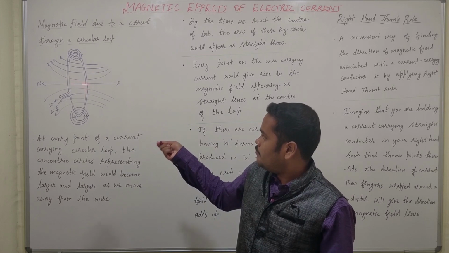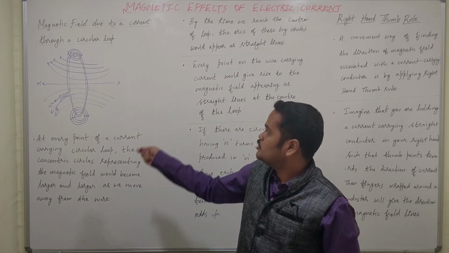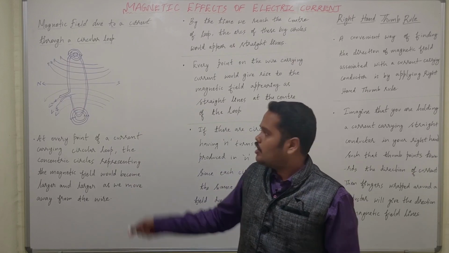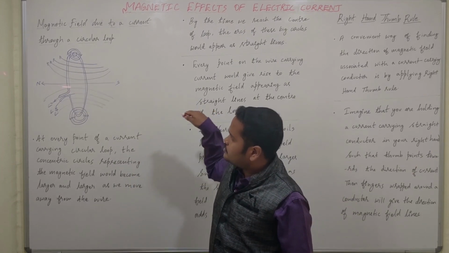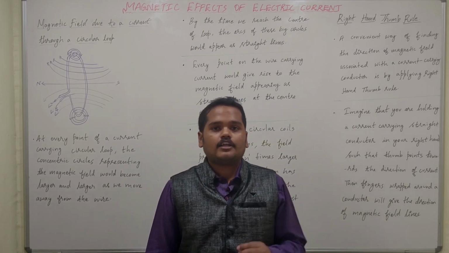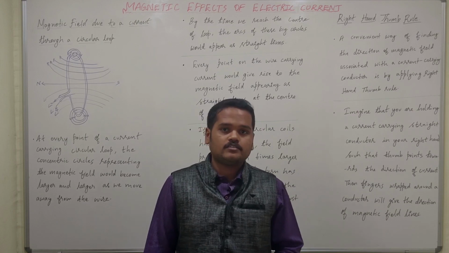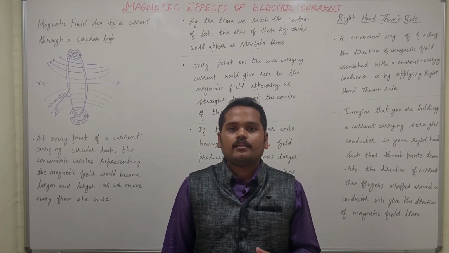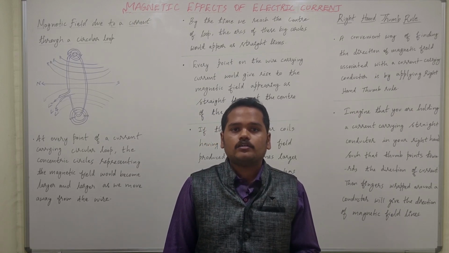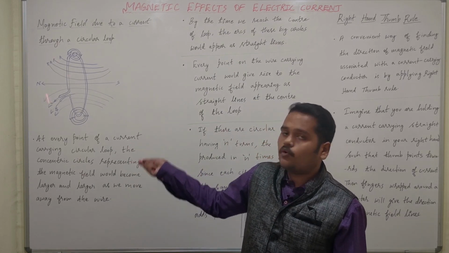So this magnetic field line which is being produced by the current becomes a straight line only at the center of the circular loop. These are the three characteristic features and the properties which we can learn about the magnetic field lines in a current carrying circular loop.